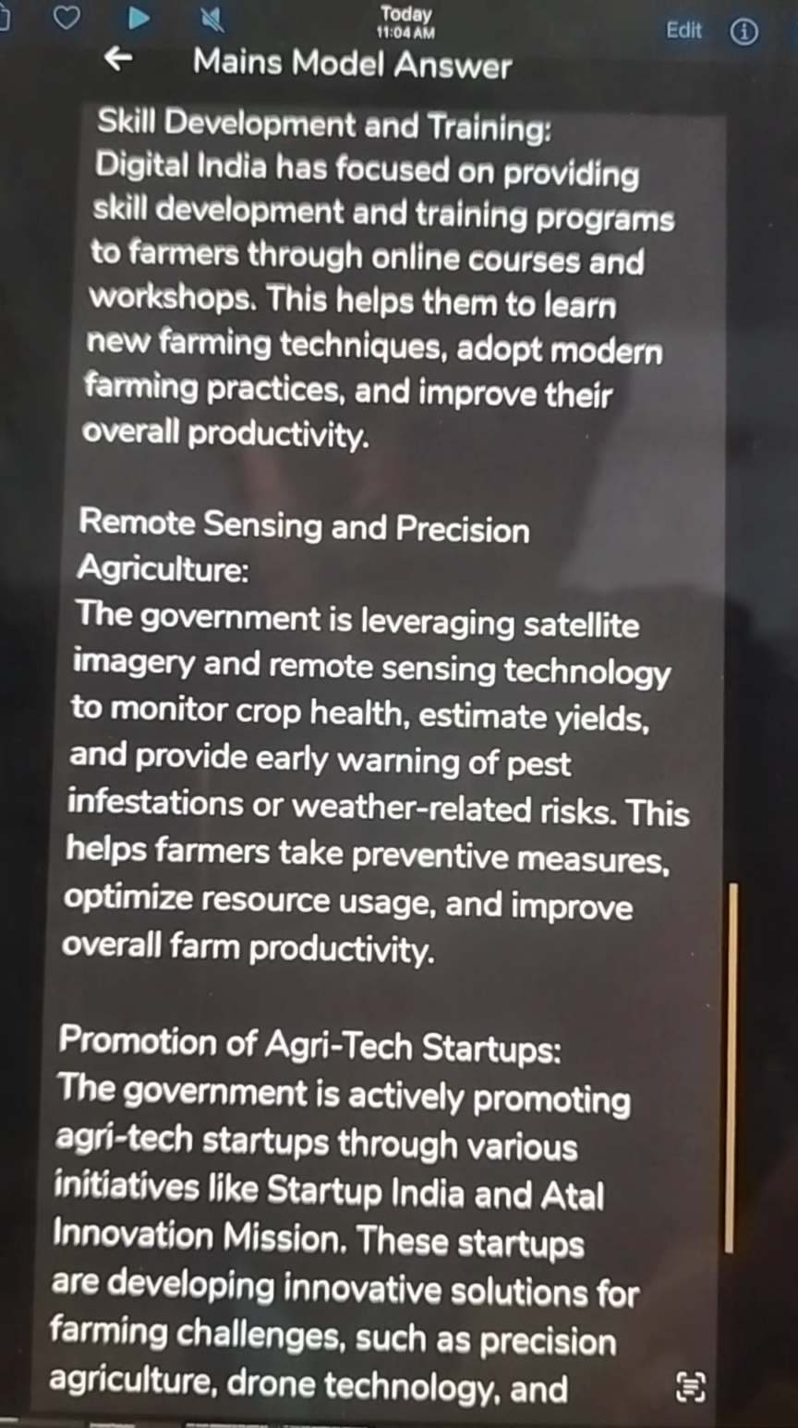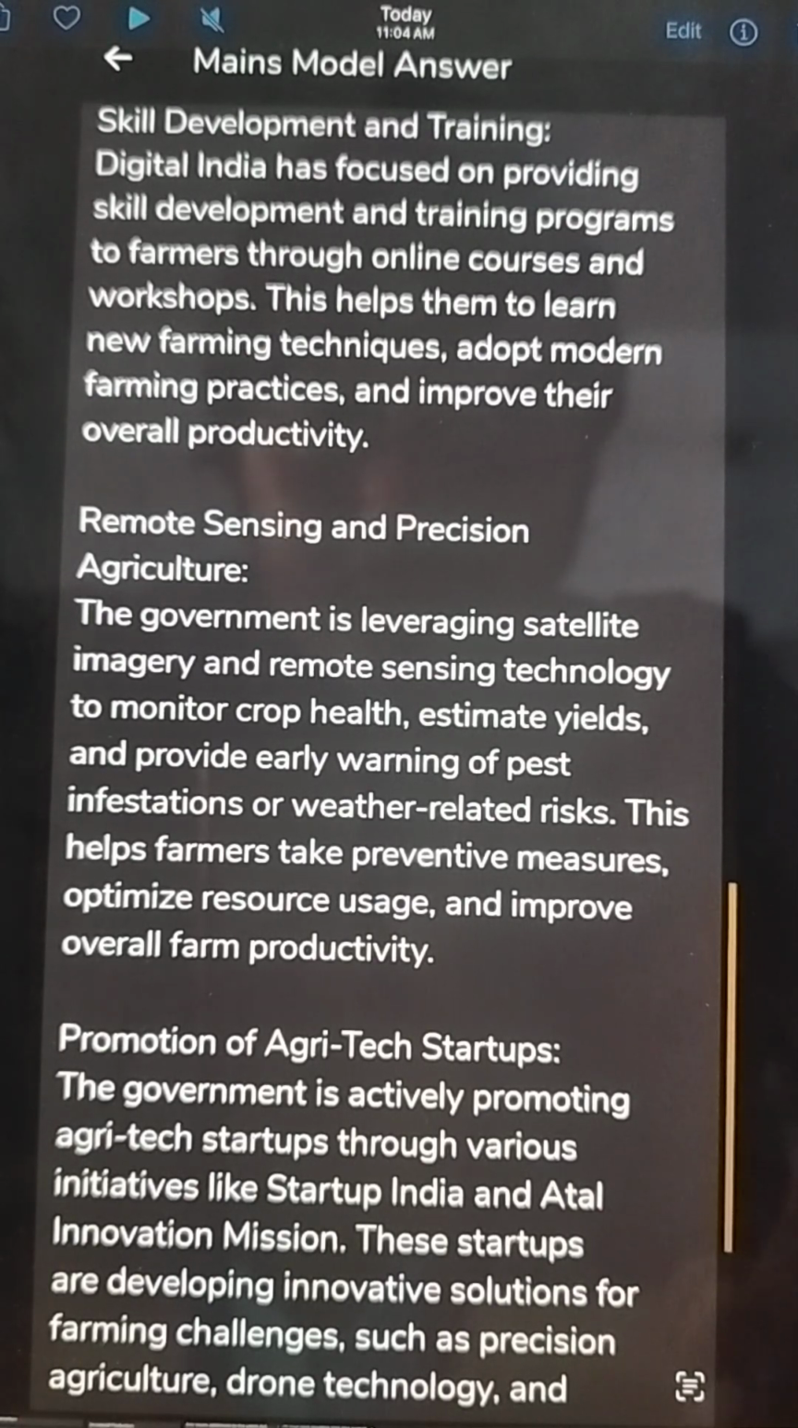Then remote sensing and precision agriculture. The government is leveraging satellite imagery and remote sensing technology to monitor crop health, estimate yields, and provide early warning of pest infestations or weather-related risks. This helps farmers to take preventive measures, optimize resource usage, and improve overall farm productivity.